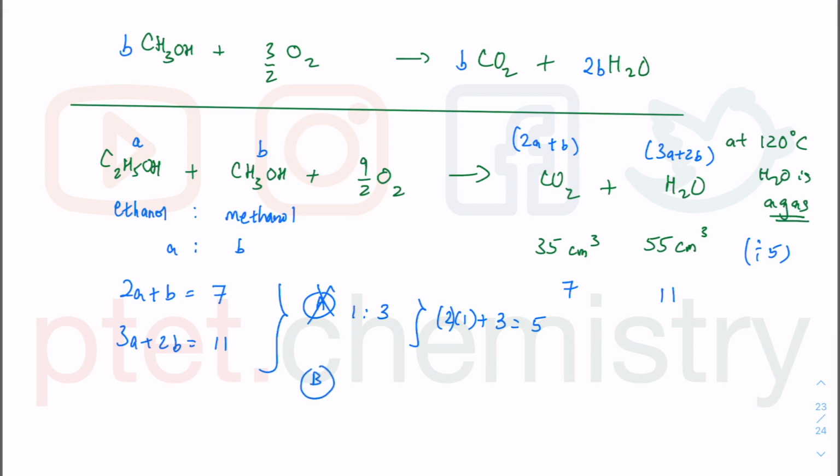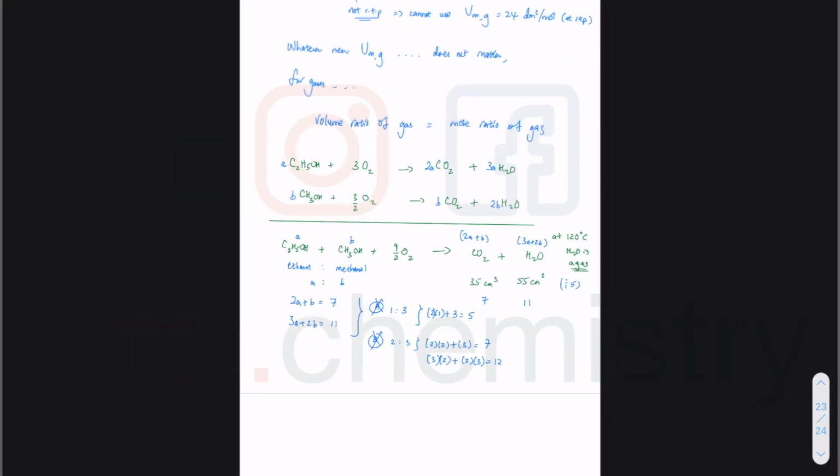And then B, 2 is to 3, so 2 times 2 plus 3, well, they give me 7, that is fine. Let me just double check the second one. So 3 times 2 plus 2 times 3, so 6 plus 6 give me 12. So I don't think this is right because it doesn't satisfy the second simultaneous equation. That is for the steam, because it's a gas at 120 degrees Celsius. Okay, I might have to play around with space a bit more.